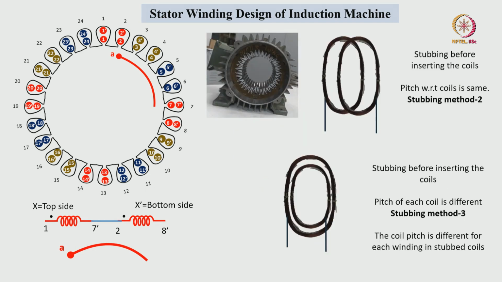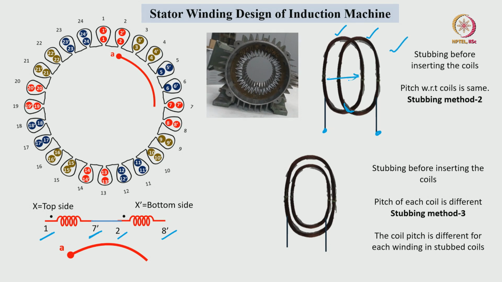Whereas in method 2 and method 3 the stubbing we will do before placing the coils inside the machine. Let us take this is coil 1 and this is coil 2, which have to be placed in slot number 1 top side, slot number 7 bottom side, and the same fashion in other slots. So, these 2 coils outside we will connect in series, and then only 2 terminals we will take. That means stubbing we are doing before placing the windings.